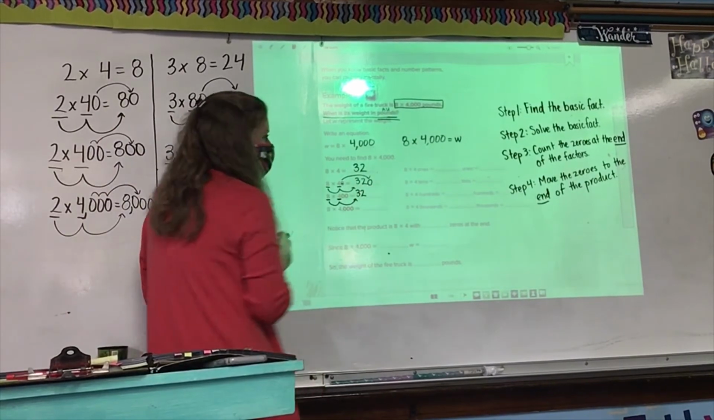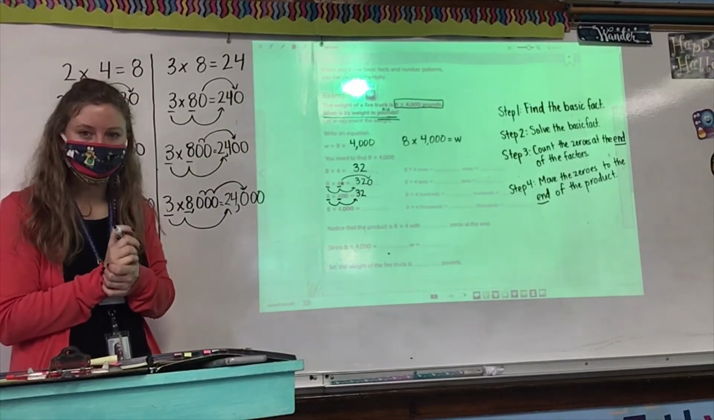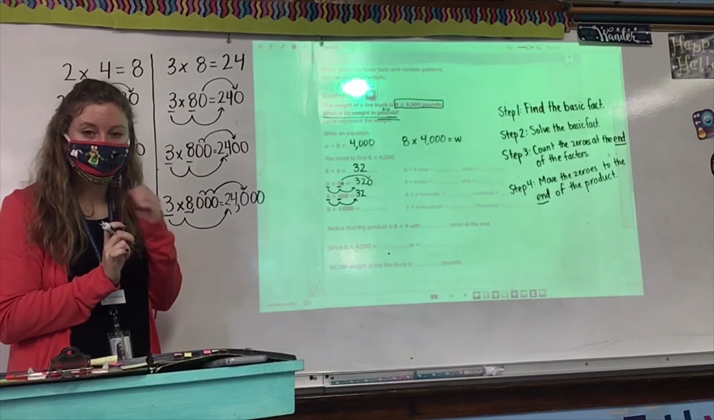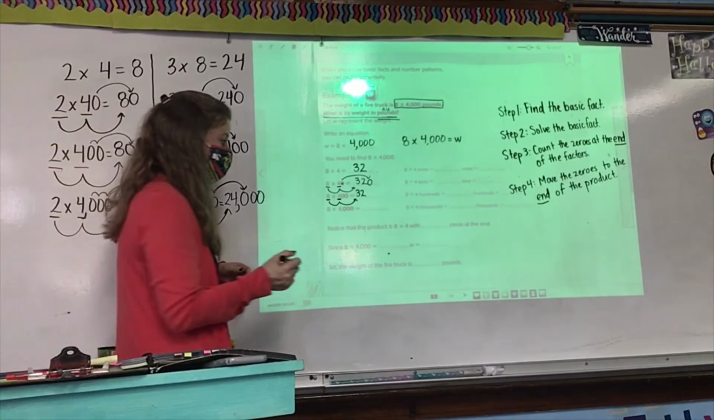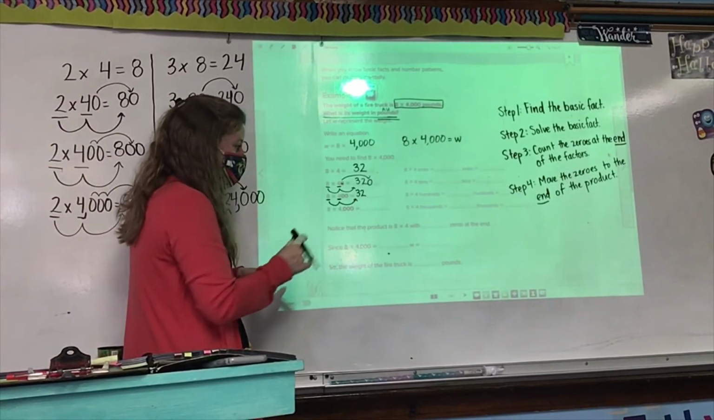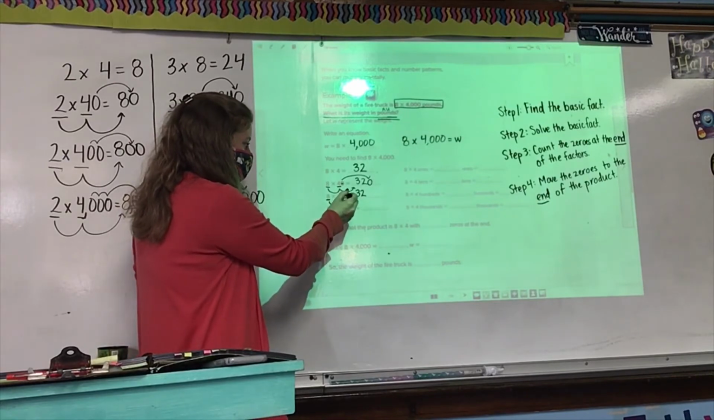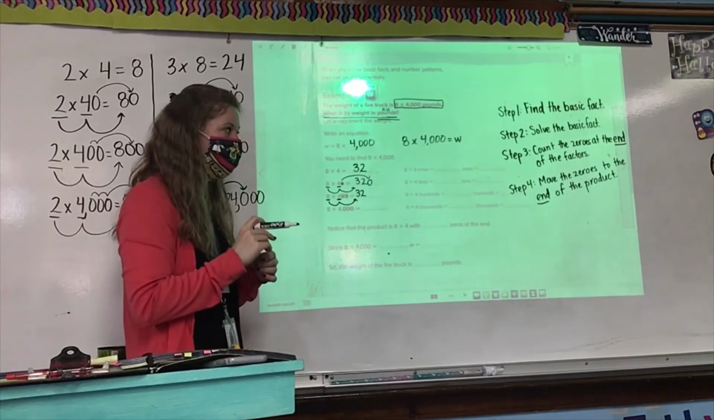32. Very good. Now step 3. Step 3 is to count the zeros at the end of the factor. How many zeros are there at the end of the factors? There are 2 zeros. 1, 2. So step 4.